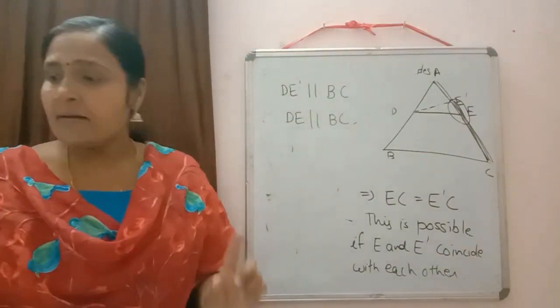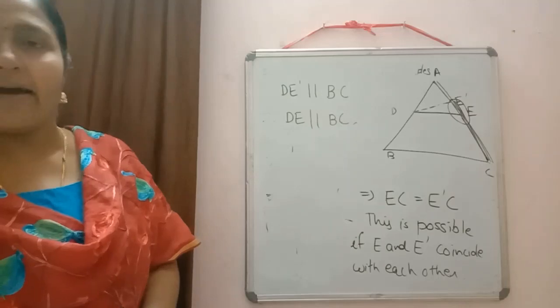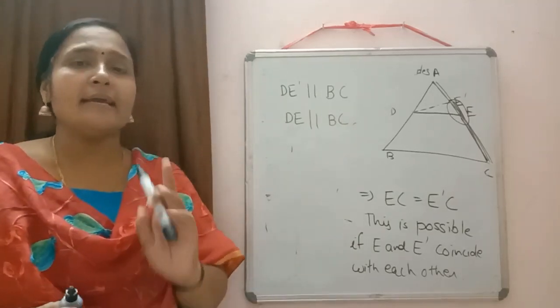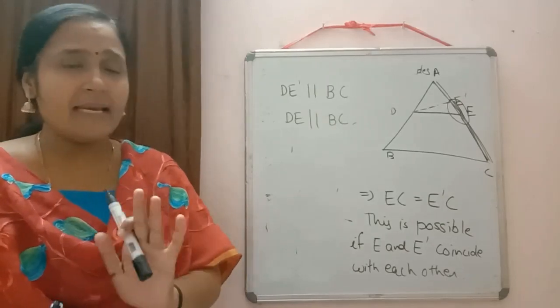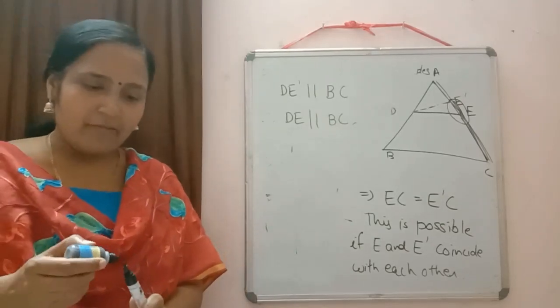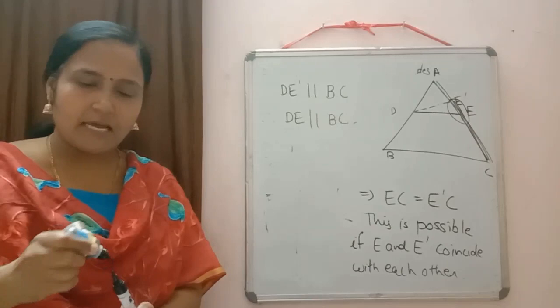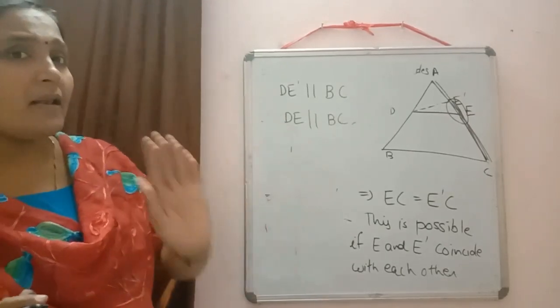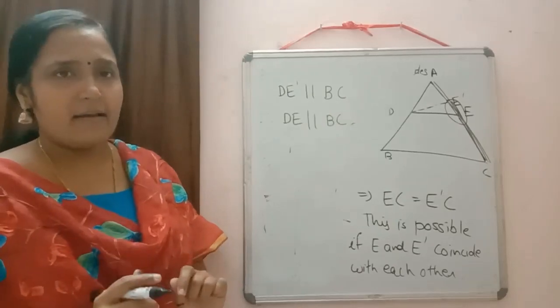One thing: the basic proportionality theorem and its converse are applicable only in a triangle, not in any other case. So whenever you are using the basic proportionality theorem or its converse, just check that it is applicable only in a triangle. Clear?